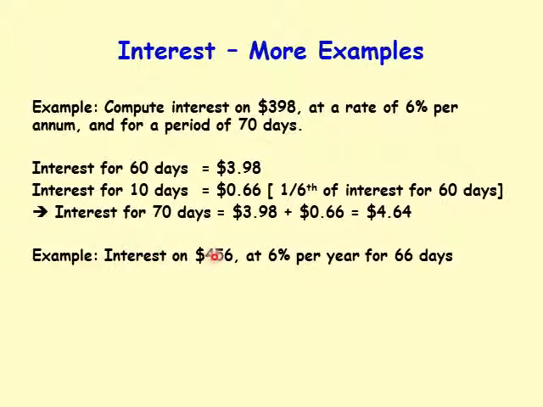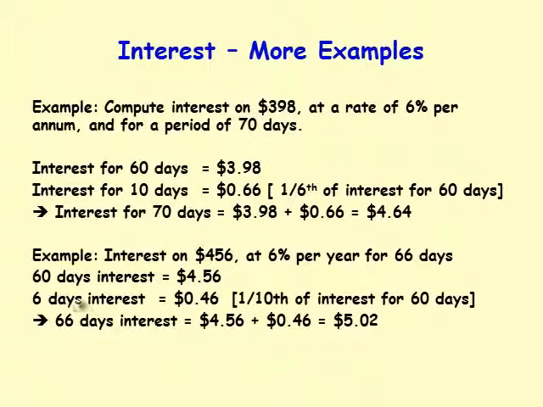Let's continue here. Interest on $456. So we have another example at 6%. Now we have 66 days. So still keep the 6% here. So for 60 days it's $4.56. For 6 days it is 46 cents because I'm taking a 10th of this number here. So 66 days interest is $4.56 plus 46 cents, which is $5.02.